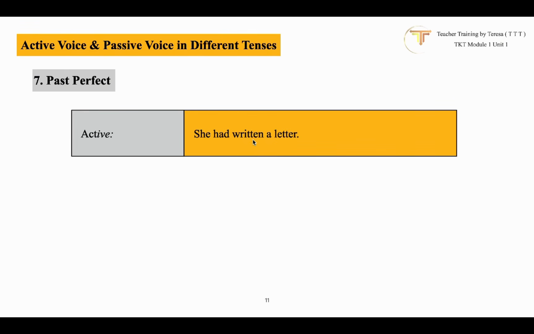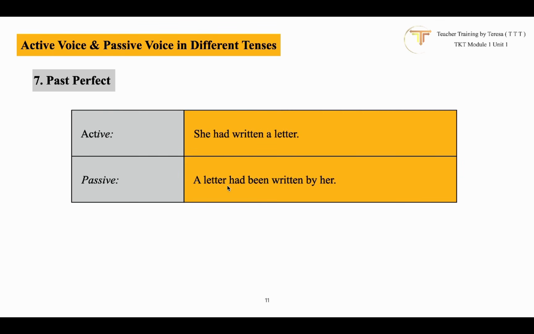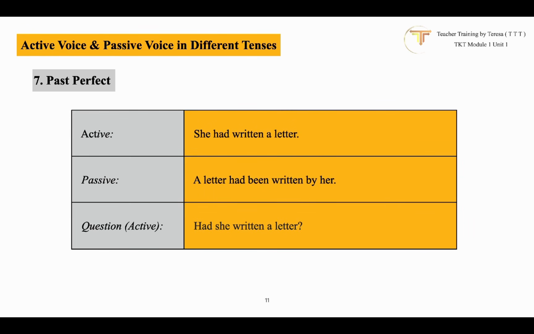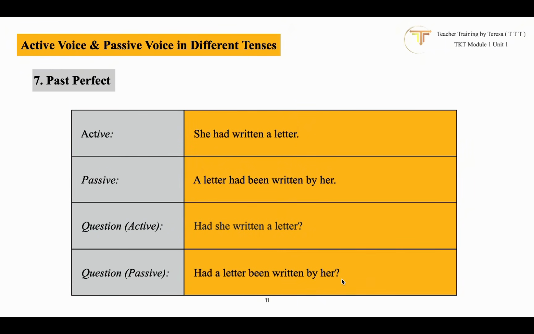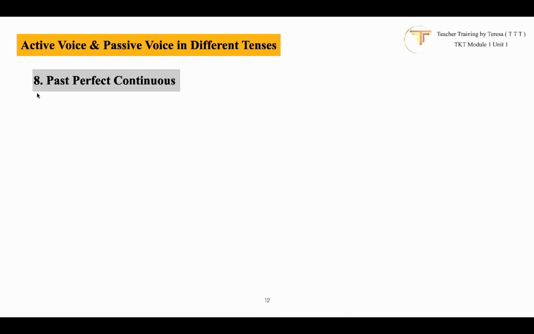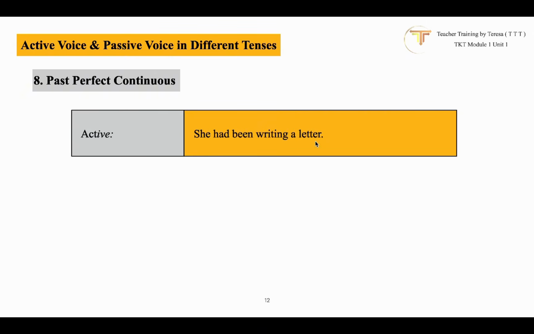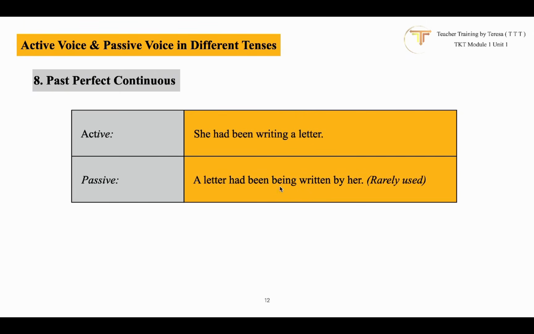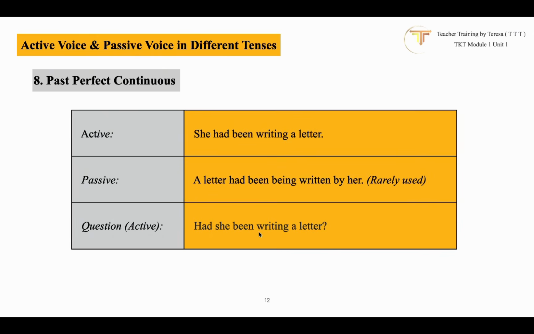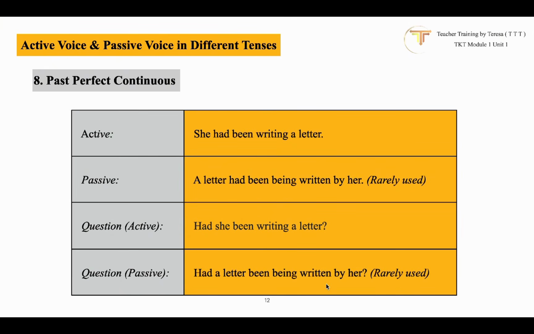7. Past perfect. She had written a letter. A letter had been written by her. Had she written a letter? Had a letter been written by her? 8. Past perfect continuous. She had been writing a letter. A letter had been being written by her. Rarely used. Had she been writing a letter? Had a letter been being written by her? Rarely used.